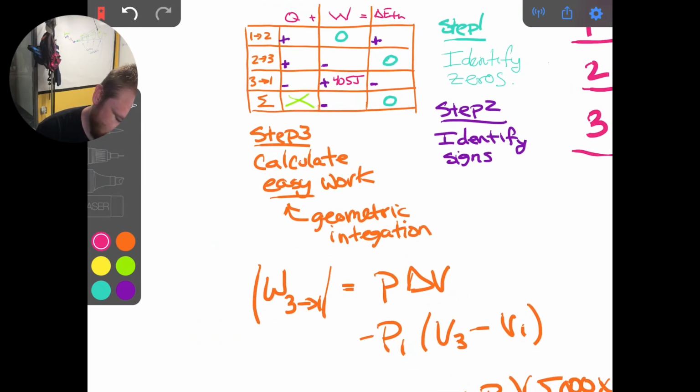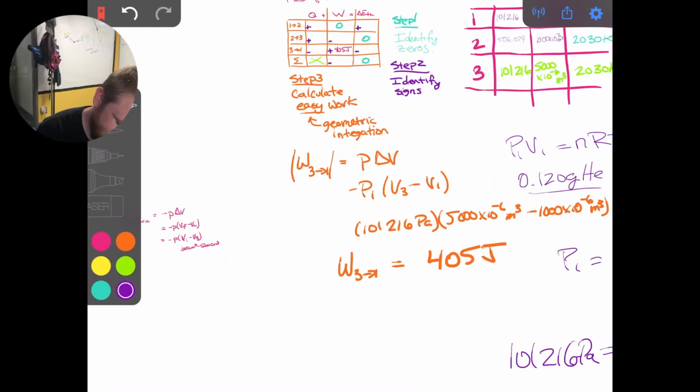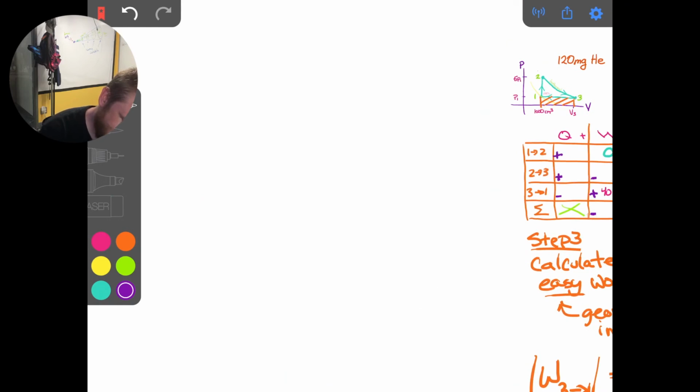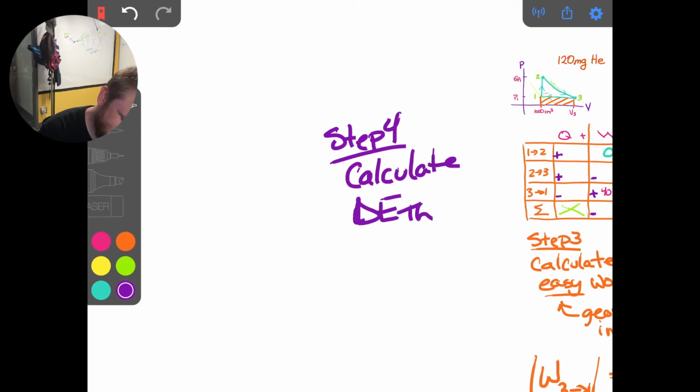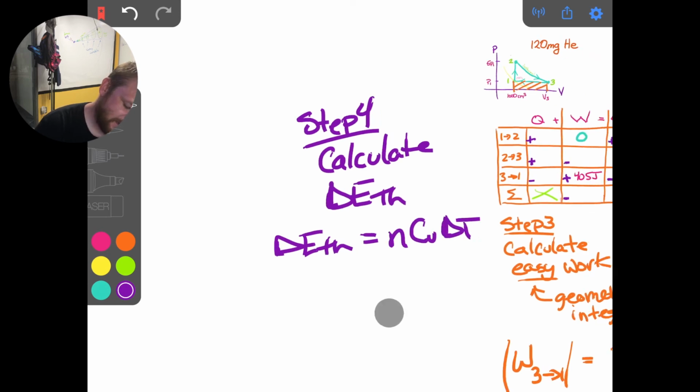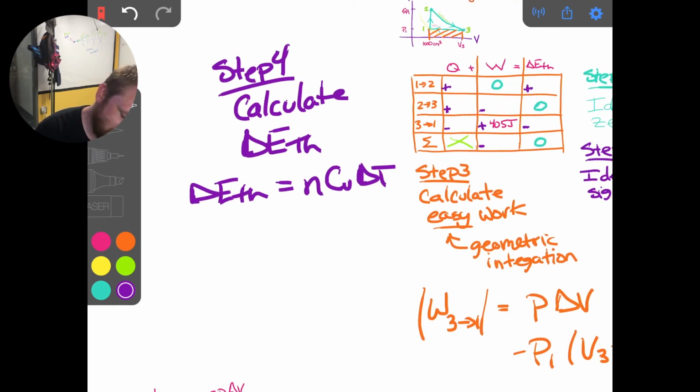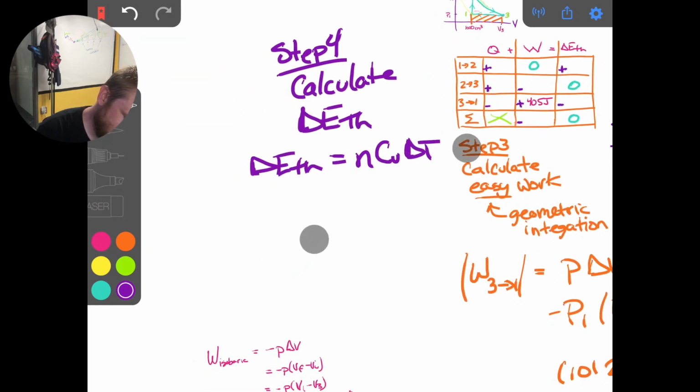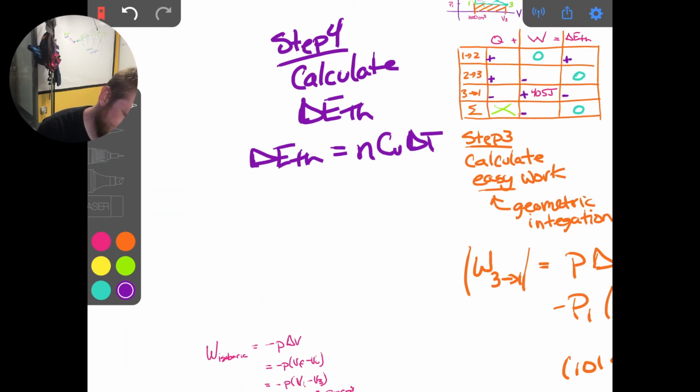Step 4, I would say what you want to do next, running out of room here, I'll write it over here. Step 4 is going to be to calculate delta E thermal, because it has just one equation form, and it's a pretty simple equation to use. We have that delta E thermal for all processes is equal to nCV delta T. And so we know the change in temperature between state 1 and state 2.